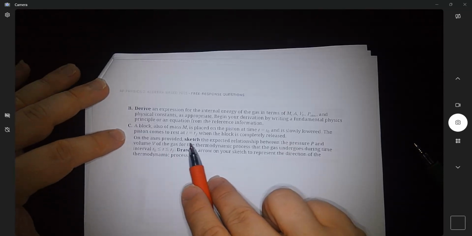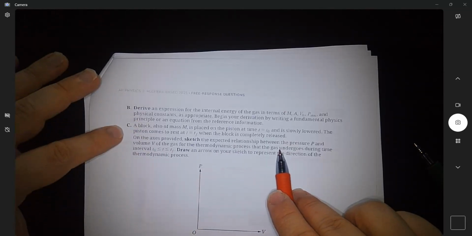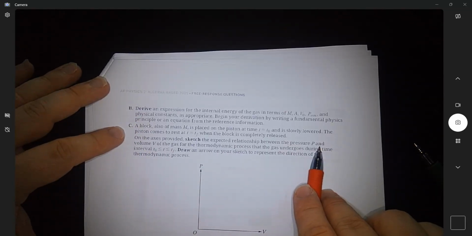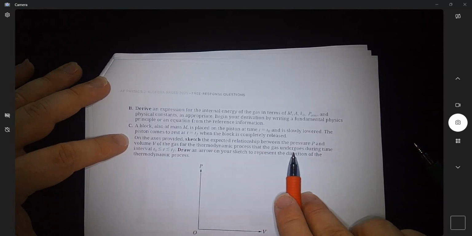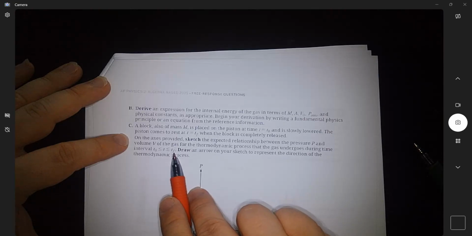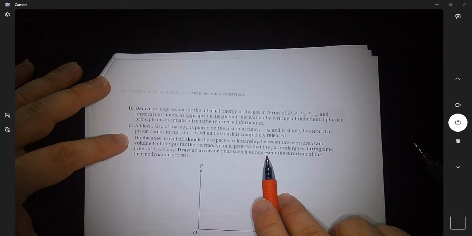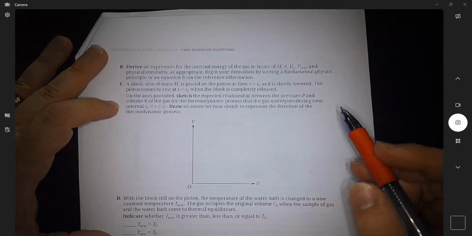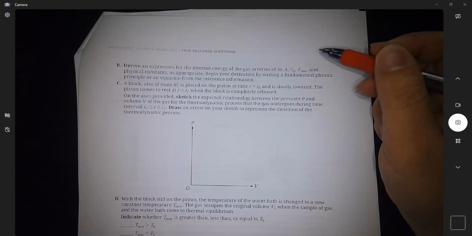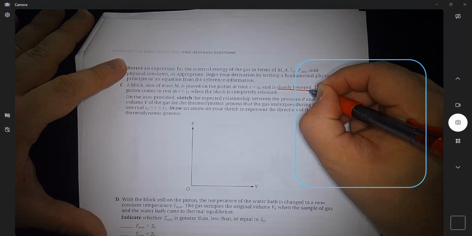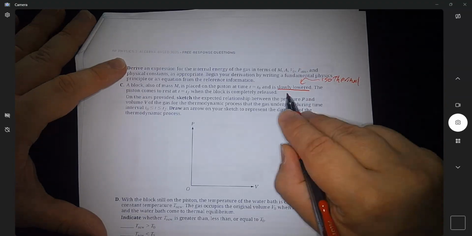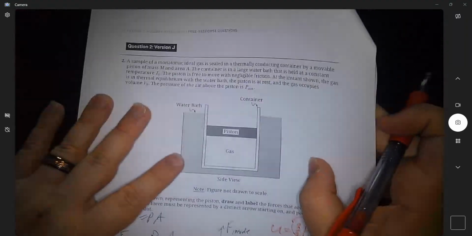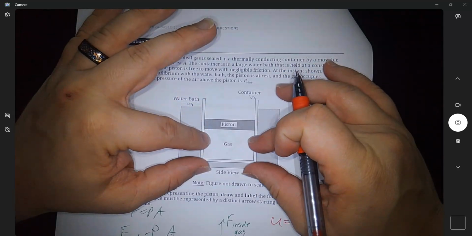Sketch the expected relationship between pressure P and volume V of the gas for the thermodynamic process that the gas undergoes during that time. Draw an arrow on your sketch to represent the direction of the thermodynamic process. This is a PV diagram. So here's what I'm going to say. The fact that this is slowly lowered means it's isothermal. Why is the slowly giveaway that it's isothermal? Because the gas is going to compress.